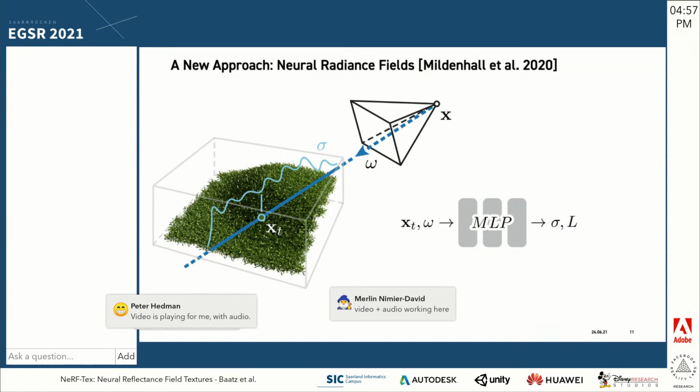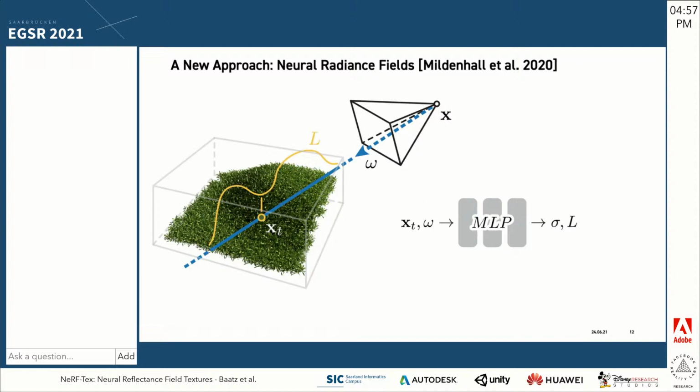A multi-layer perceptron predicts density and outgoing radiance, given a point and direction within the volume. Using these values, the radiance arriving at the camera can then be integrated along camera rays. A NeRF is trained simply from a set of images and their poses, with the loss being computed between the dataset and the predicted images.